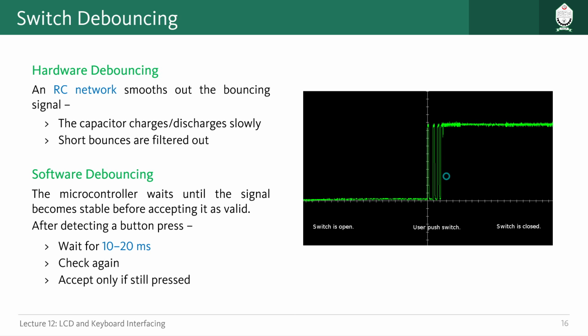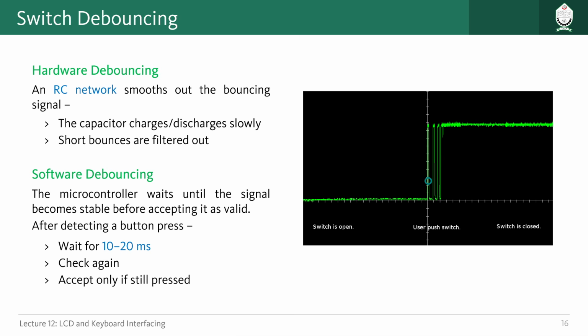In our program, we will try to understand the software one. Hardware debouncing can be done, but software debouncing is much easier, doesn't need any hardware change, and most of the time does the work very well. Because this is just a voltage change, abruptly changing from high to low within a very short span of time, using an RC network we can resolve that by smoothing it out. That is the basic idea.